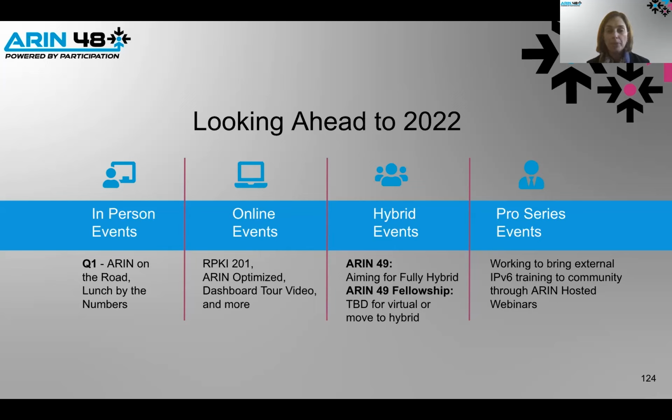We will be updating as decisions are made and as applications open and registration opens, all that information will be available early next year. And then the other item that I didn't want to skip over, because I had mentioned it at ARIN 47 and frankly, we haven't had time to make much progress on it, is that we do still hope to launch a pro series of IPv6 webinars, and that would be us coordinating with folks in the community who want to come in and we would do the hosting of the training. They would be bringing the content and we're going to be bringing them the audience.